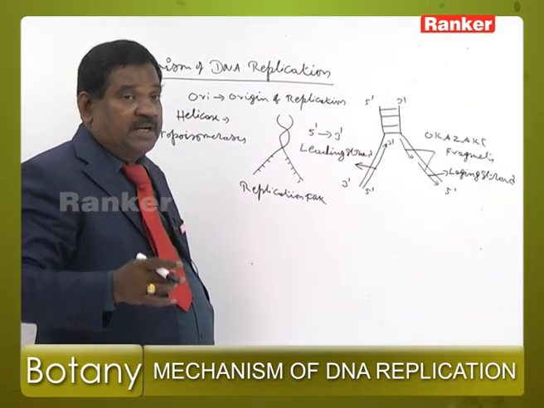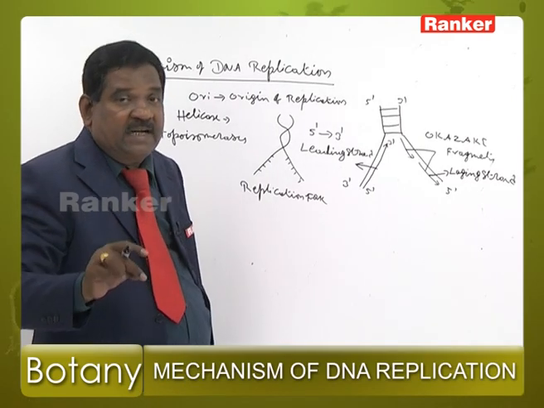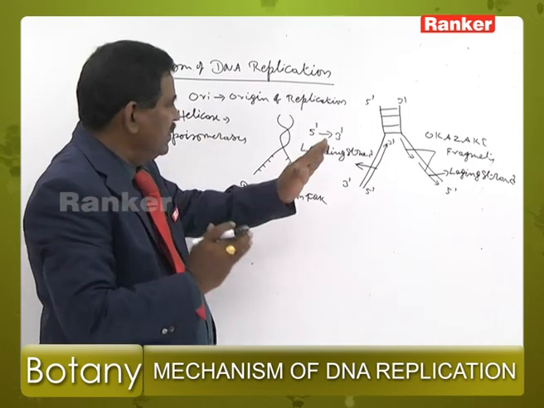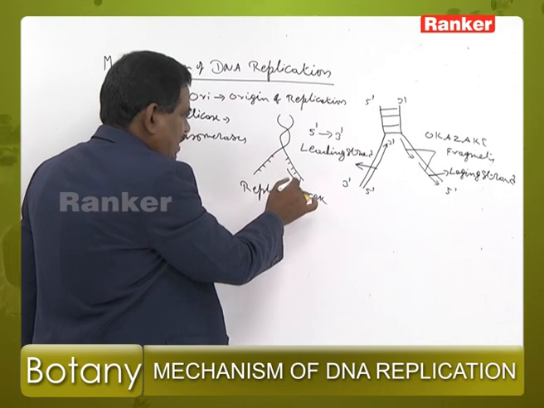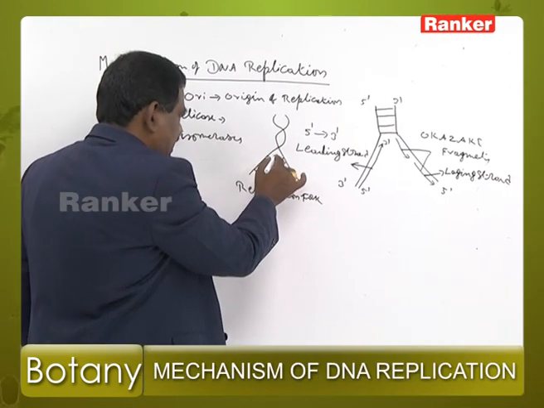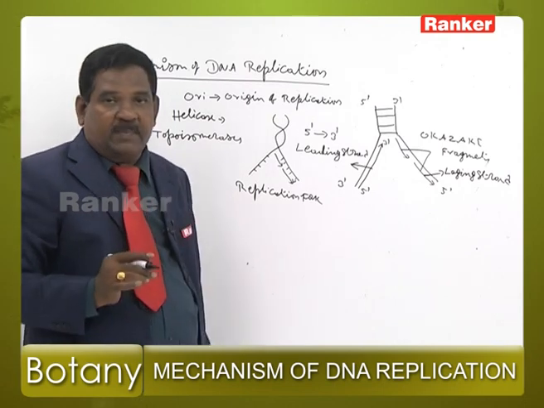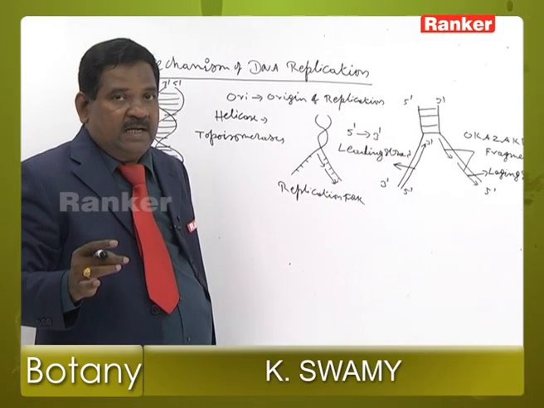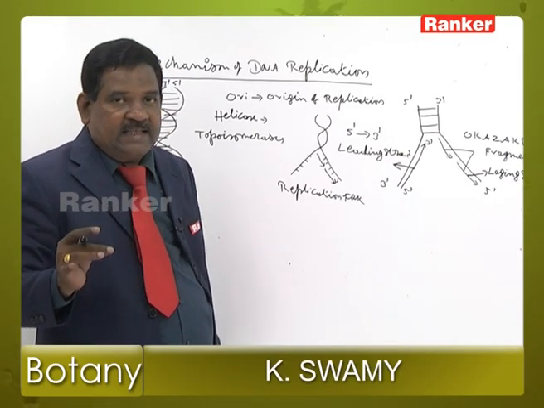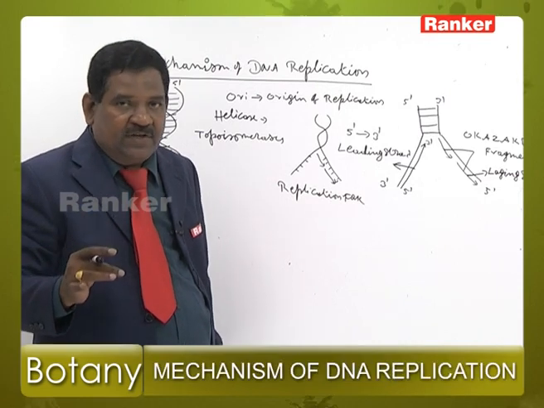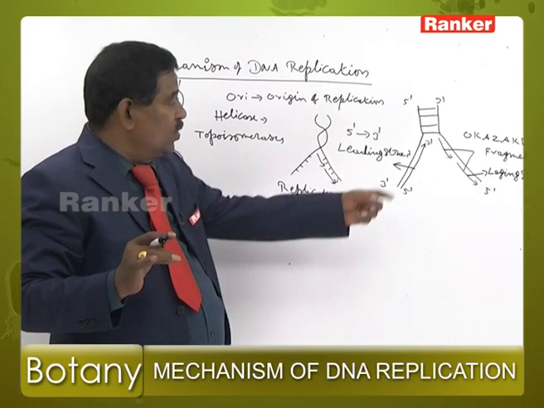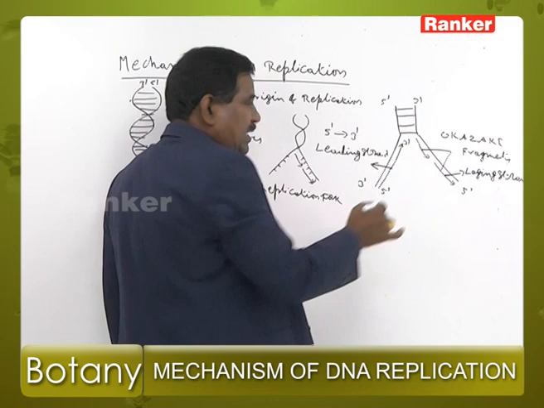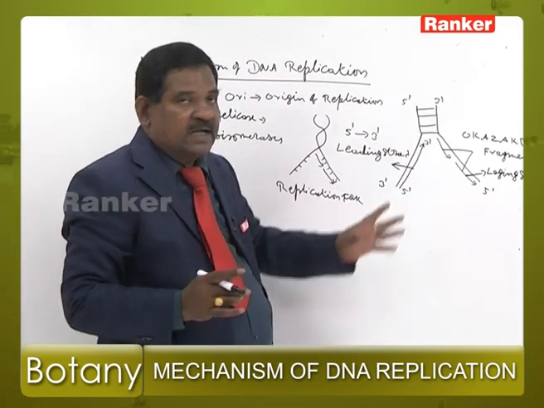So the leading strand is the continuous strand, the lagging strand is the discontinuous strand. When some part separates, one fragment is formed. Again it separates, another fragment is formed. So it is discontinuously formed, and that is called the lagging strand. Those fragments formed on the template strand are called Okazaki fragments.